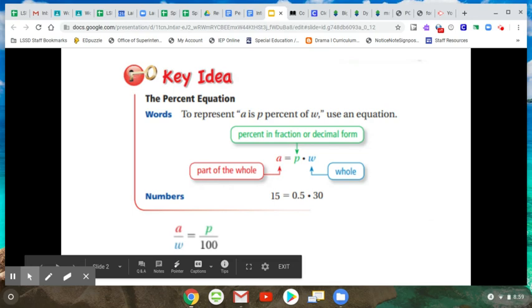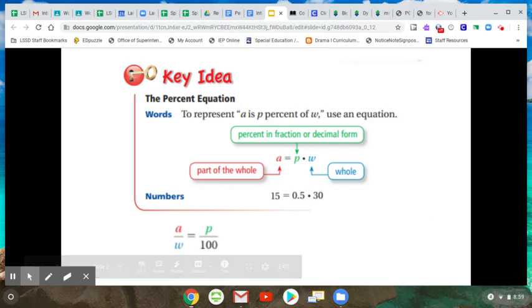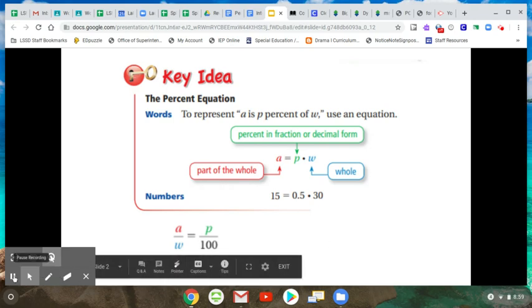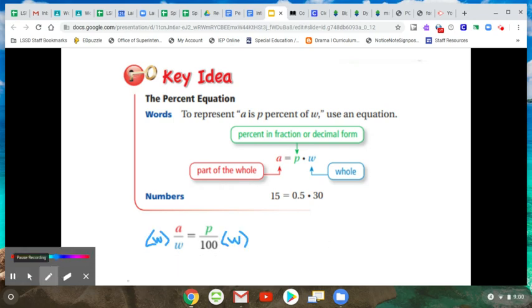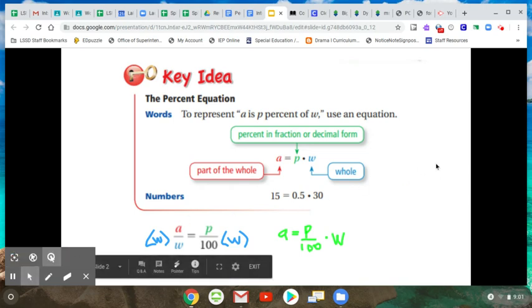Here's our proportion. Okay, the part over the whole equals the percent over the 100. So all we need to do is solve for a to get this percent equation. And we do that by multiplying by w on both sides. And once we do that, we have just an a left over on the one side. So we end up with a equals the percent times the whole. So you can write it this way, or you can just write it as a P and know that it needs to be in decimal form when we use it. This is the equation we'll be using for the entire lesson today.